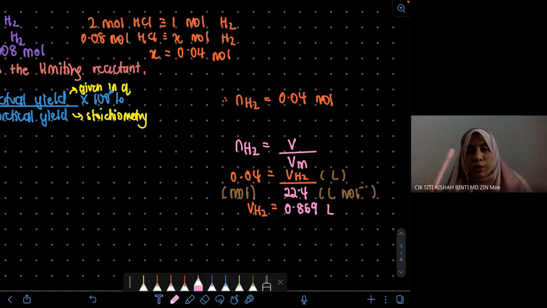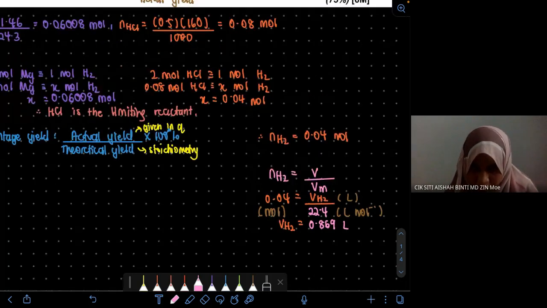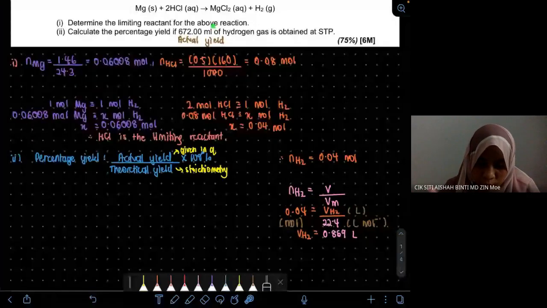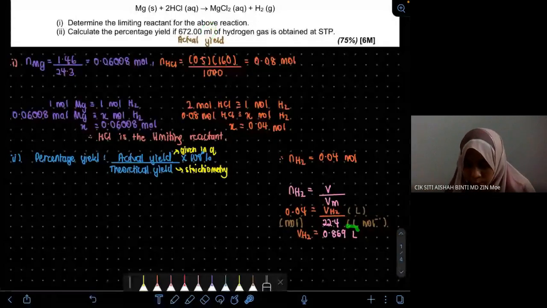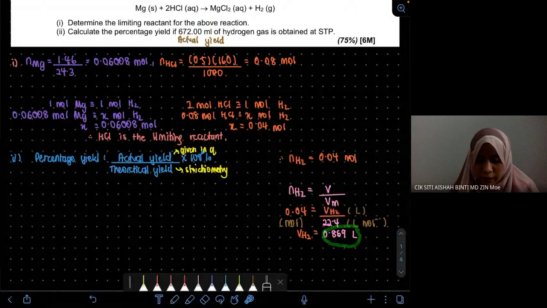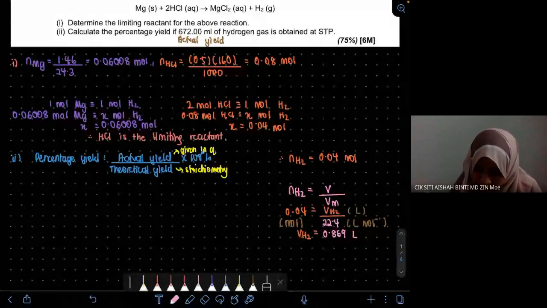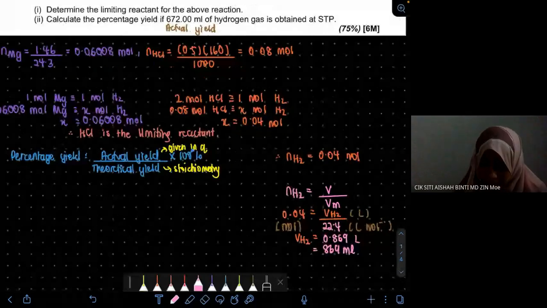Just make sure of this, because when they ask for percentage yield, they usually give it in ml. So that's why it's very important for you to know the unit itself. 0.896 L is equal to 896 milliliter. So right now we can use it for our calculation.